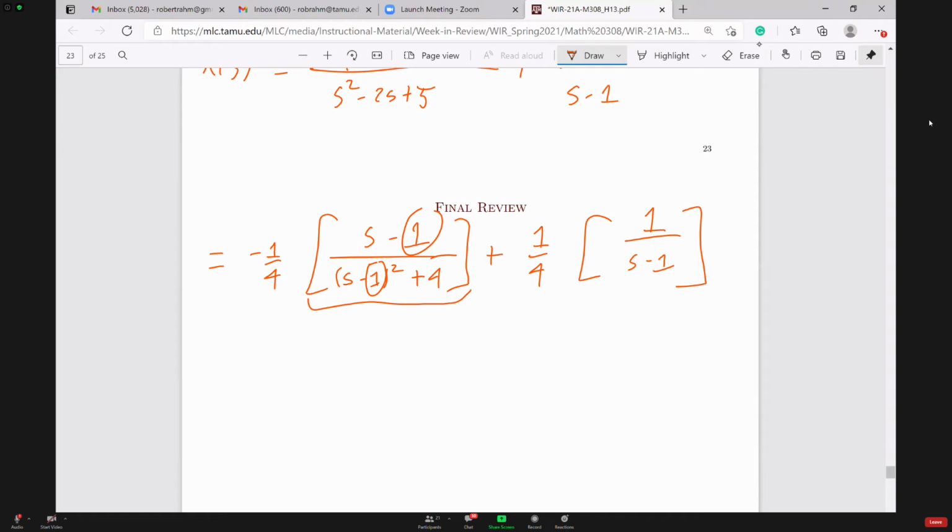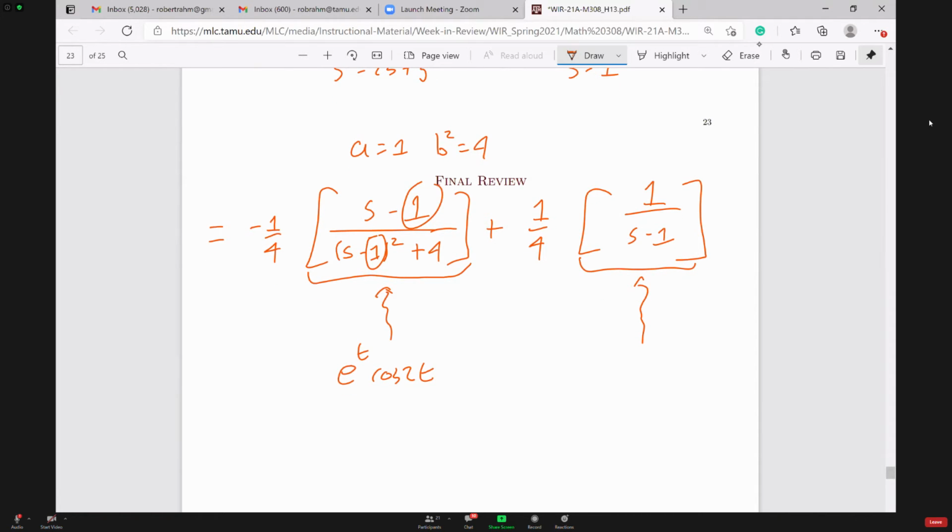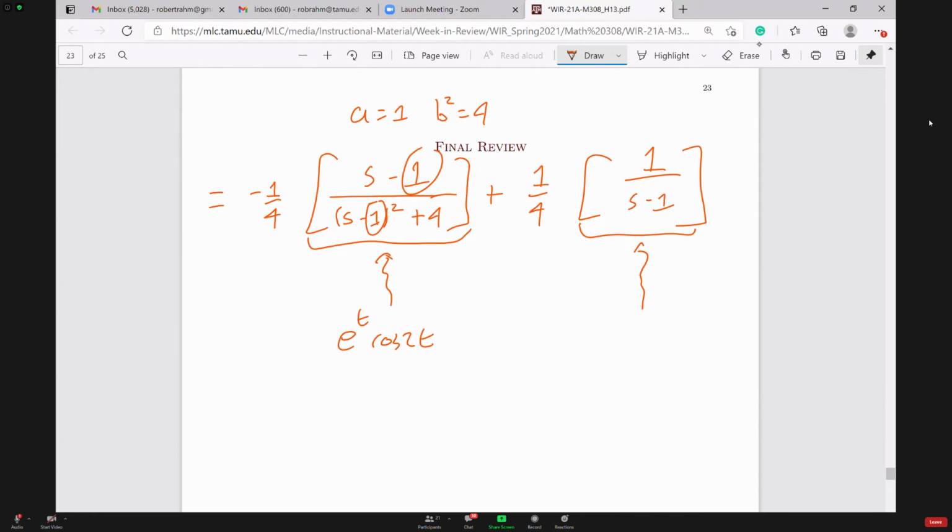This is A. So in this case, A is equal to 1, and B squared is equal to 4. So the inverse Laplace transform of this part in the brackets is e to the t cosine 2t. And what is the inverse Laplace transform of this part? What is the inverse Laplace transform of 1 over s minus 1? E to the t. Yeah, e to the t.